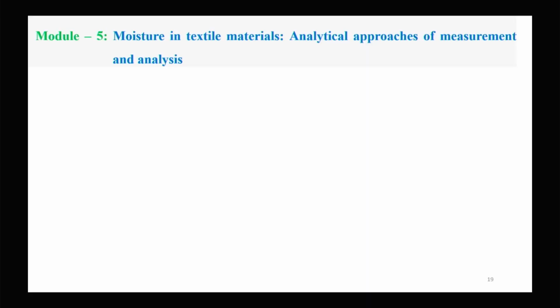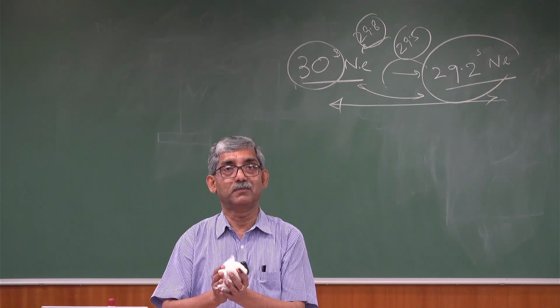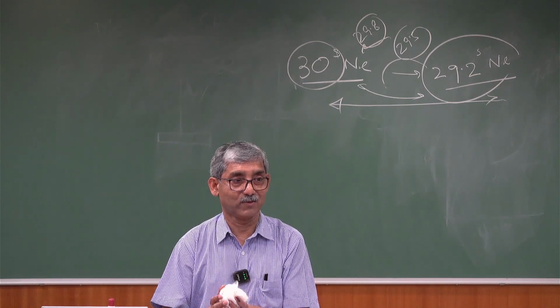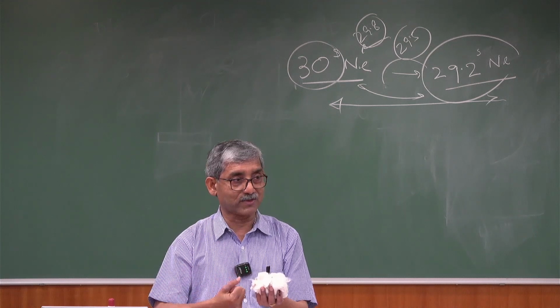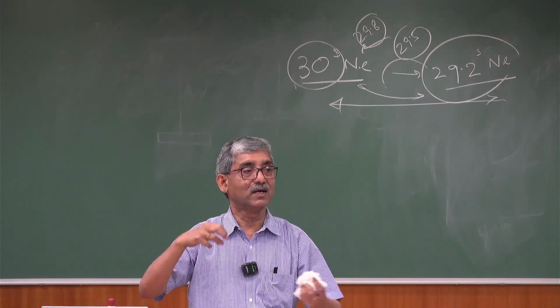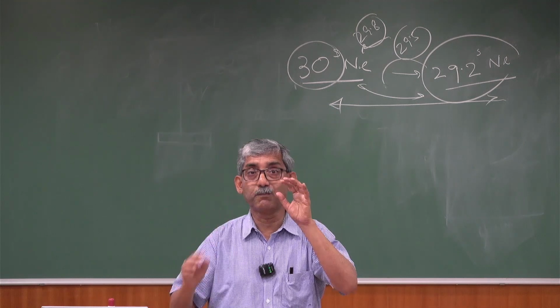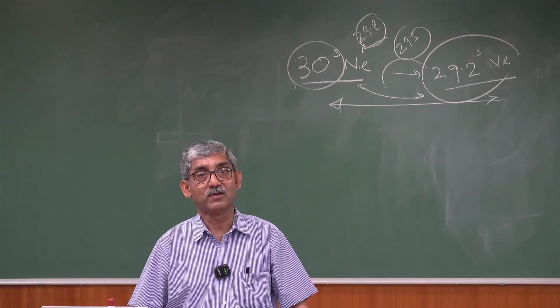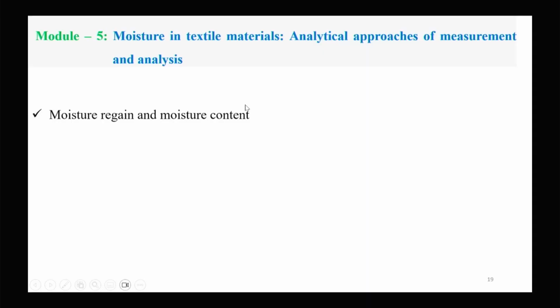Then moisture in textile material. Textile material is directly affected by moisture. So moisture is important. When it absorbs moisture, not only does its mass change but also its characteristics change. So moisture has a direct impact on textile material. We will discuss the concepts of moisture regain and moisture content.